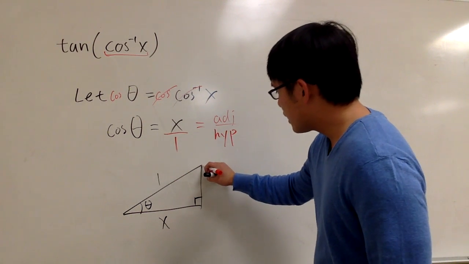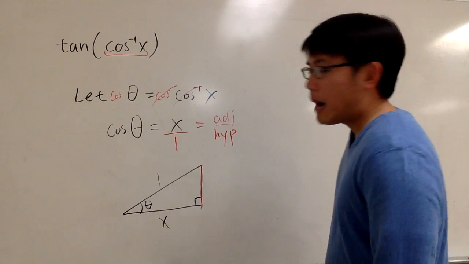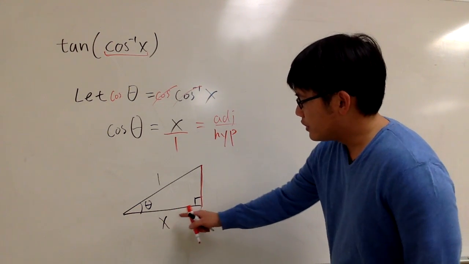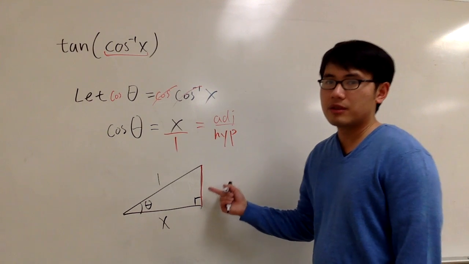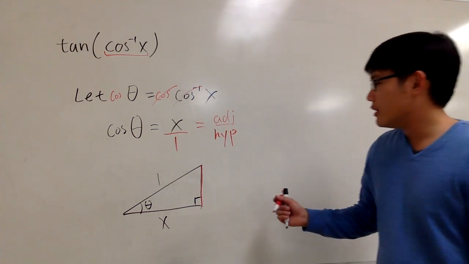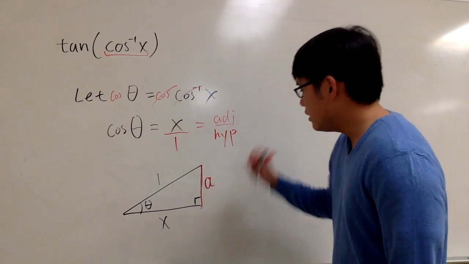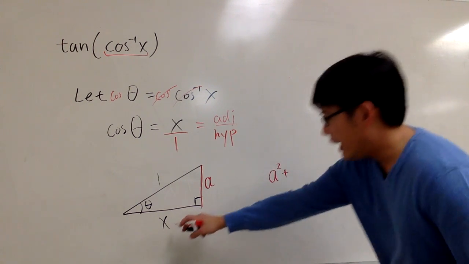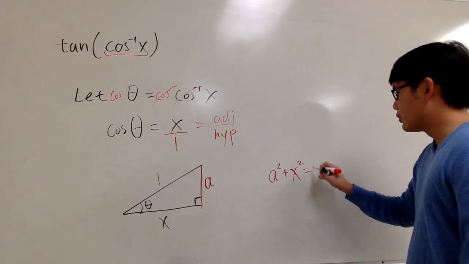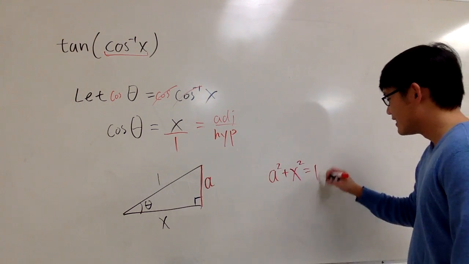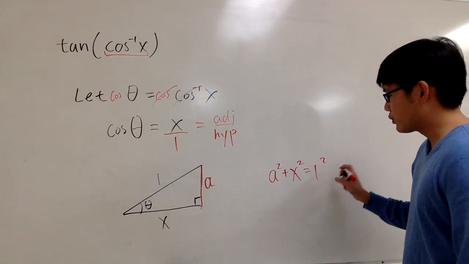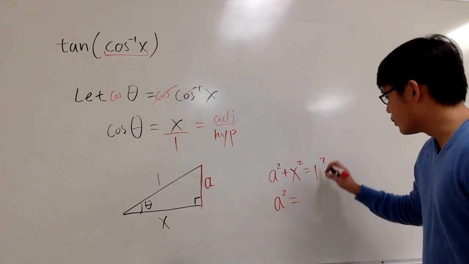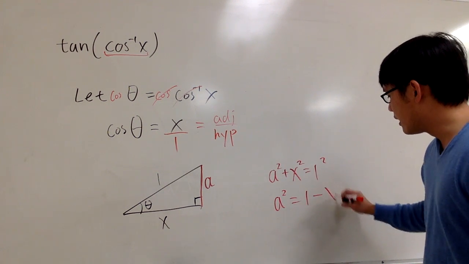We also need to figure out this side right here, the opposite side. But in the right triangle, as soon as we figure out two sides, the third side can be found by the Pythagorean theorem. So we can call this a, and we can do a squared plus x squared is equal to 1 squared. So I can move the x squared to the other side. This is a squared equals 1 minus x squared.